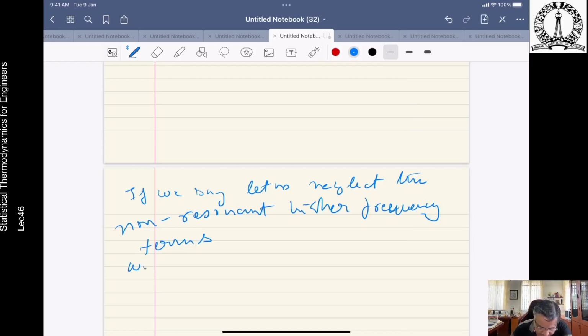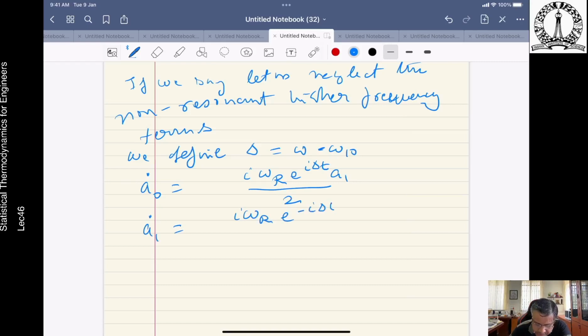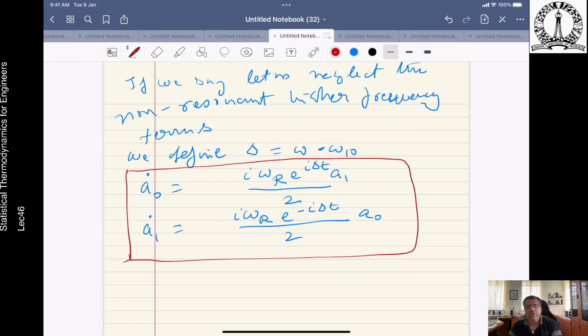So we define delta equals omega minus omega 1 0. Therefore the equations for A naught dot, that is the variation of A naught, with omega r and delta, and A1 dot is equal to I minus A two. So these two equations that you see over here can actually be solved analytically.